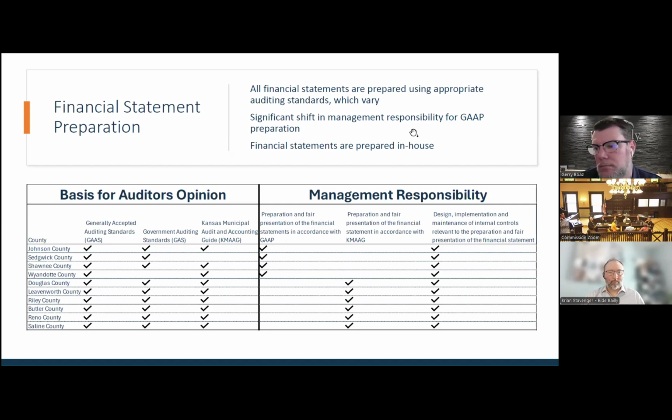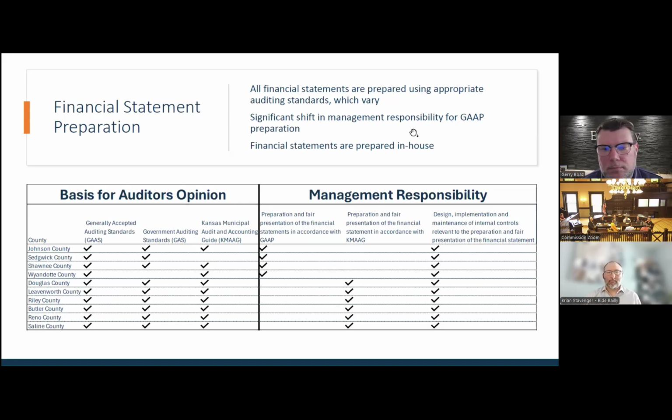The table on the left shows the regulatory standards used for each county's auditing firm based on their opinion. You can see 3 regulatory frameworks. The first is generally accepted auditing standards, or GAAS, government auditing standards, or GAS, and then the KMAG, the Kansas Municipal Audit and Accounting Guide. You can see that all counties, with the exception of Sedgwick and Wyandotte, have opinions made using the same regulatory standards.